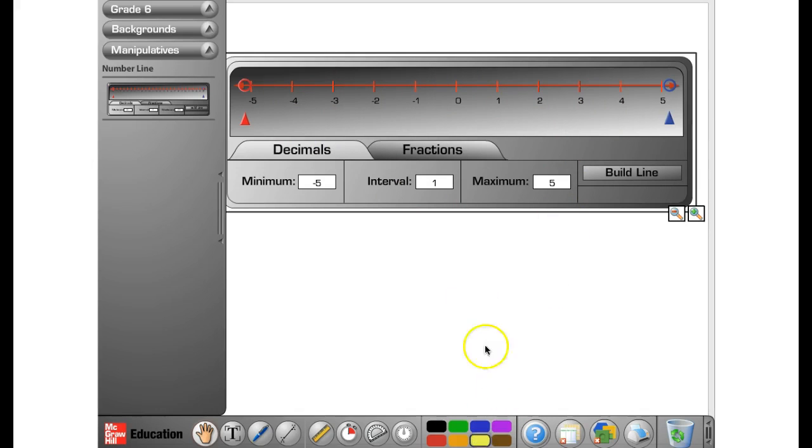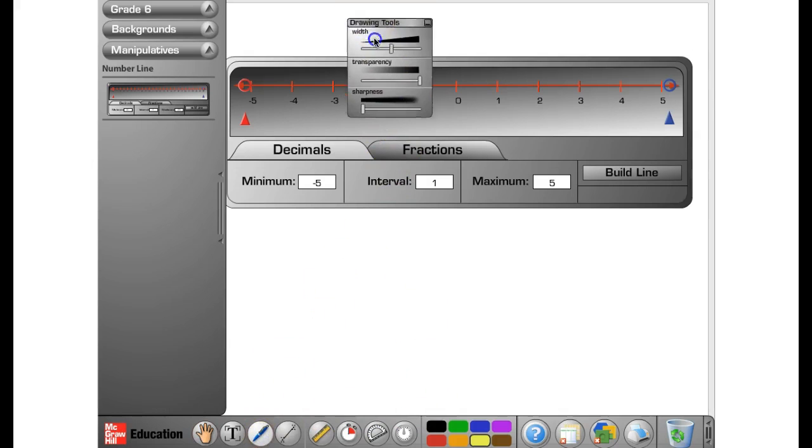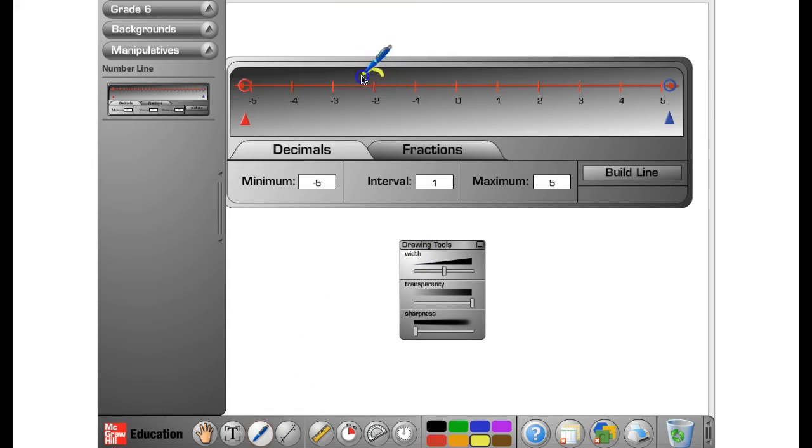Now, let's talk about opposites. An opposite is going to be, well, let me move this out of the way. An opposite integer is going to be a number that is the same number of jumps away from 0 on the opposite side of the number line. So here we have -2, and it is 2 jumps away from 0.